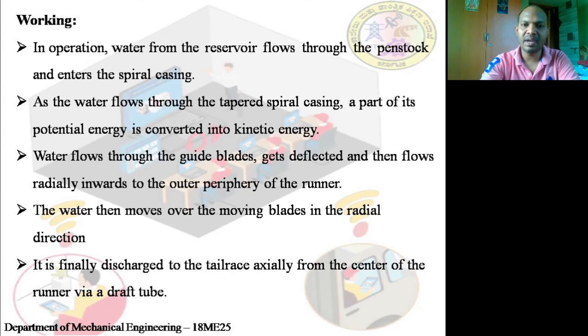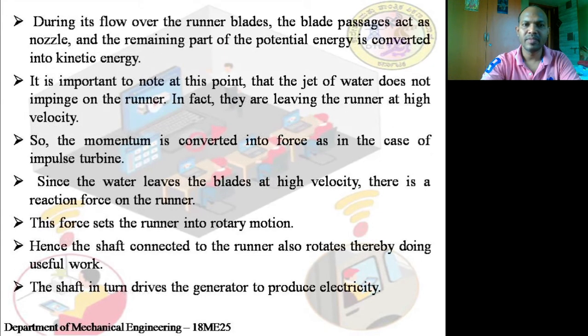Water flows through the guide blades, gets deflected, and then flows radially inwards. So it is a radially inward flow to the outer periphery of the runner. The water then moves over the moving blades in a radial direction. It is finally discharged to the tail race axially from the center of the runner via a draft tube. During its flow over the runner blade, the blade passages act as a nozzle and the remaining part of the potential energy is converted into kinetic energy.